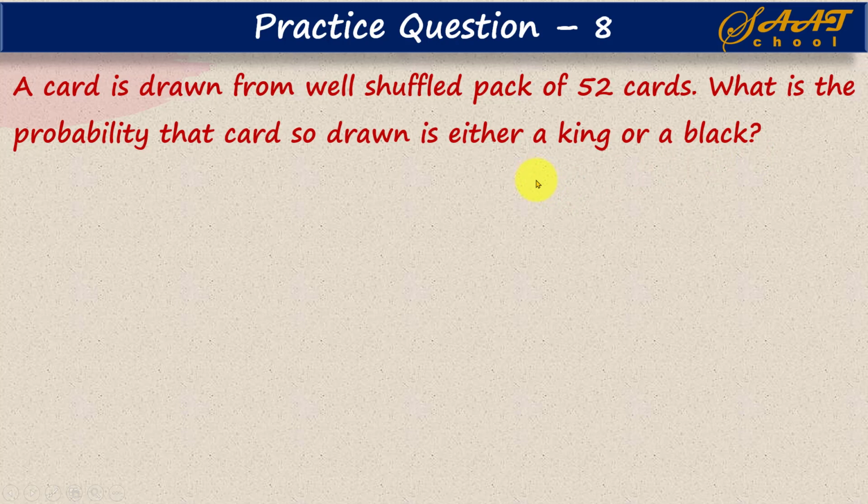Now this is the case of mutually non-exclusive events. Why? Because there are 2 black kings among the 26 black cards, where 2 kings are common in both events. That's why, the king of spades and the king of clubs, these are 2 black cards, and here are 26 black cards in a deck of cards. So you can find this, just follow the process that we did for practice question 7 and you can find the answer. I want you to try this question.